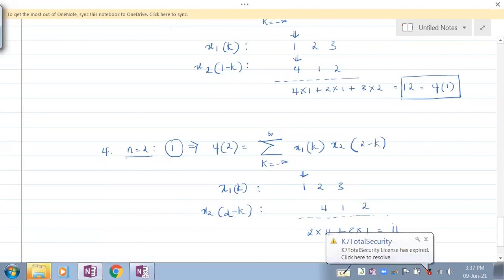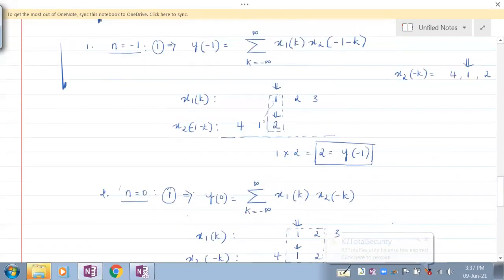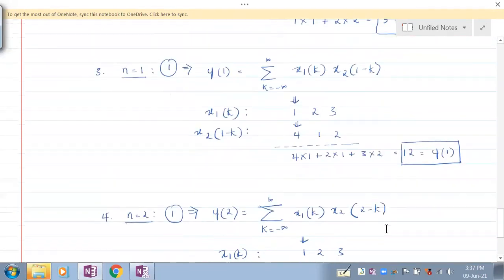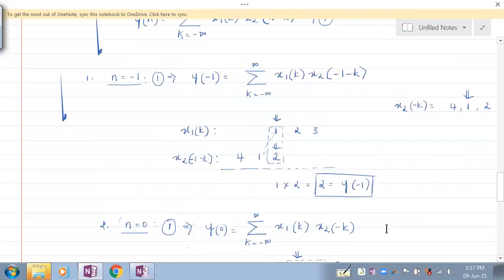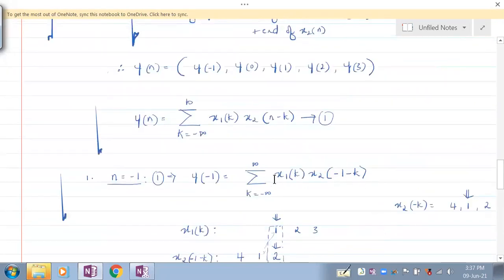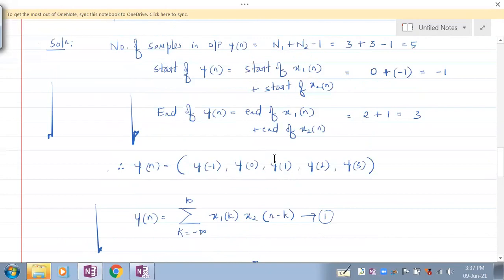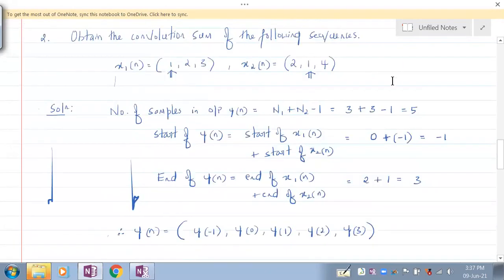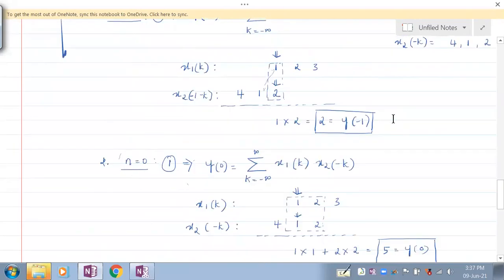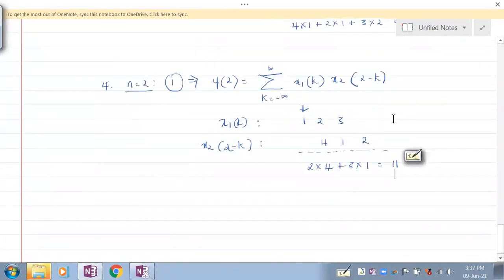Did I make any mistake there? It starts at -1, 0, 1, then 2. How many samples do we need to have? 5 samples or 4 samples? 5 samples, yes. 3 plus 3 minus 1, 5 samples. Correct. So this is 11. This is your y of 2. I didn't write that properly. Let me write that properly.